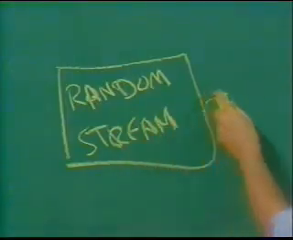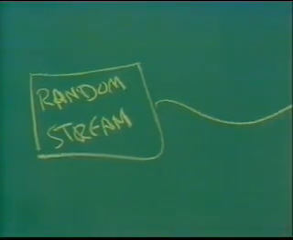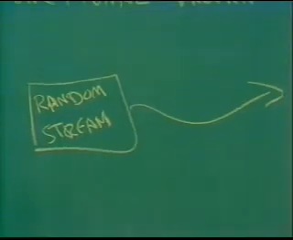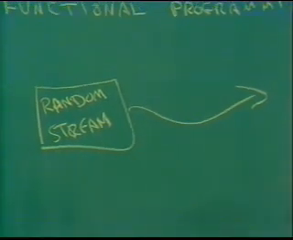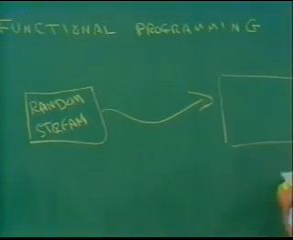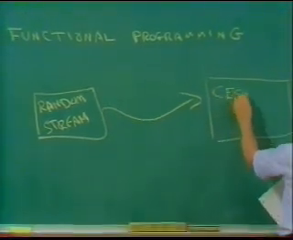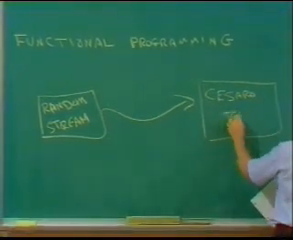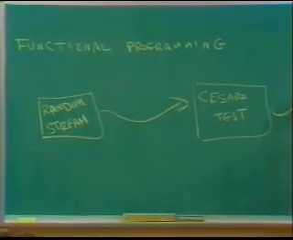Right? And we can sort of have that stream all at once. And that's going to be our source of random numbers. And then if you like, you can put that through some sort of processor, which is, I don't know, a Cesaro test. And that can do what it wants.